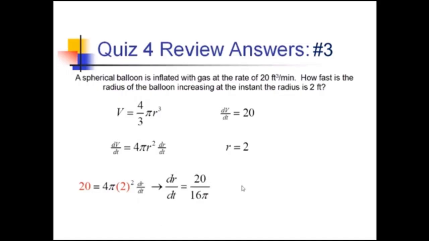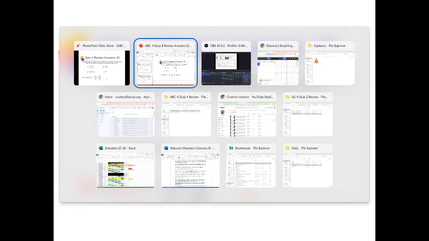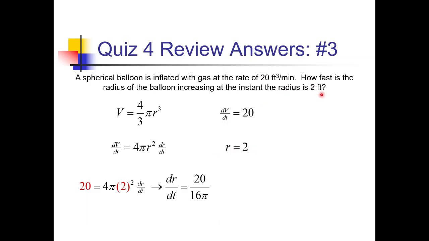So if I stick units next to this on a free response, this is the final answer, but I might need to get a decimal for multiple choice or something. And at this point, we're going to need to use the calculator to get our final decimal answer. So go into Desmos, let's do 20 divided by 16 pi, and that's about 0.398, and those units are going to be in feet per minute.